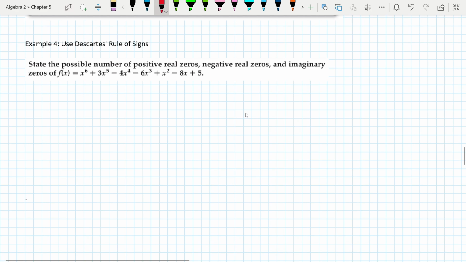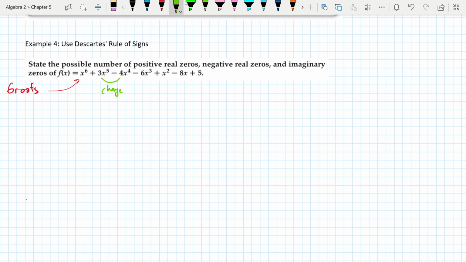So I have my function f of x equals x to the 6th plus 3x to the 5th minus 4x to the 4th minus 6x cubed plus x squared minus 8x plus 5. First off, I can use the fundamental theorem of algebra to tell me how many roots there are. The degree is 6, so there should be 6 roots. Up next, I take a look at each term. x to the 6 is positive. Plus 3x to the 5th, no sign change. But 3x to the 5th is positive, and it changes to a negative on the next one, so there's a change right there.